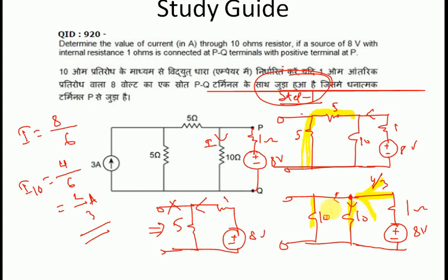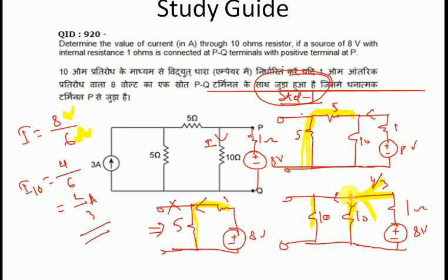If 10 ohm and 10 ohm are in parallel, that means they are 5 ohm. Now the total circuit resistance is 1 plus 5, that will be 6 ohm. Now what will the total current be? Total voltage 8 volt by total resistance 6 ohm, so V by R, that will be 4 by 3. Now the total current is 4 by 3.